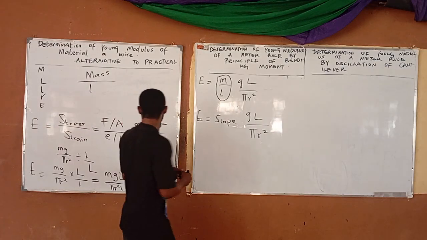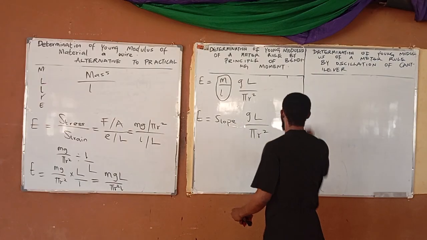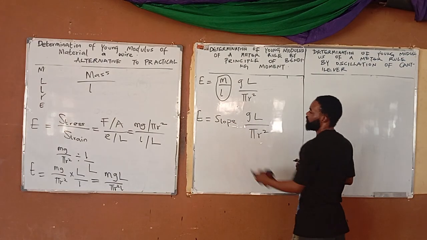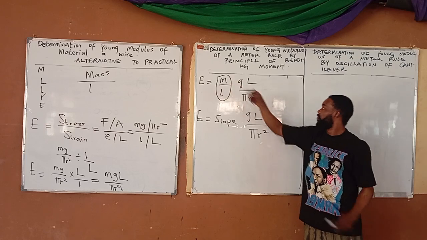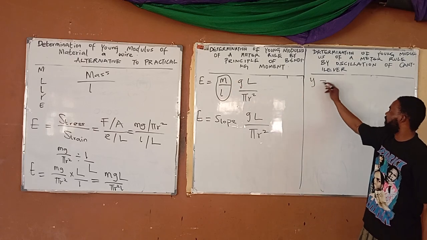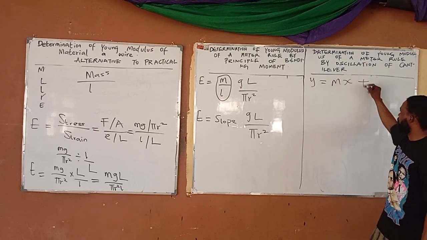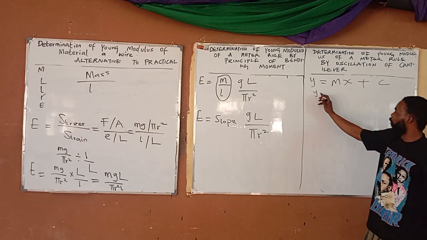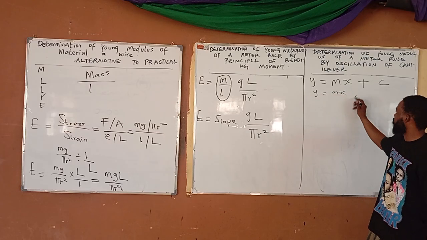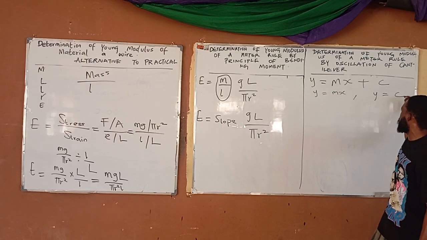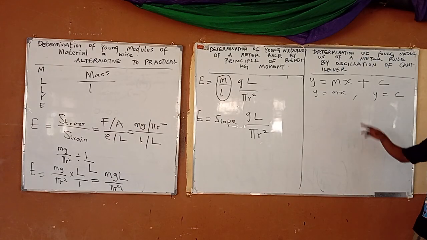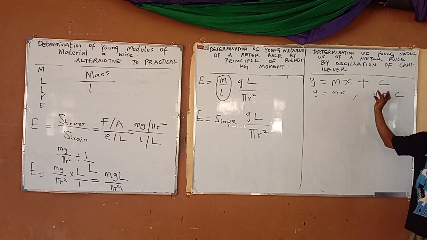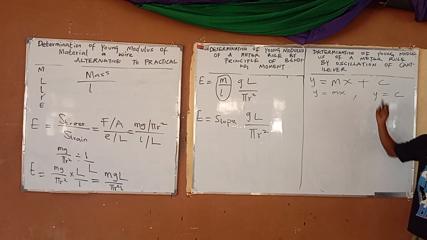So what I will do in that case is to first of all remember that from here, I can make m. Remember the equation of a straight line is simply y equals mx plus c. And this is the same thing as saying y equals mx, and it's also the same thing as saying y equals c. If you remember when we did dimensional analysis, I told you that anytime something and something is plus, it means that they are the same thing.